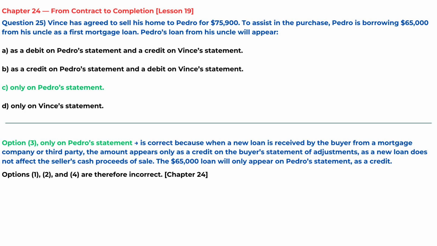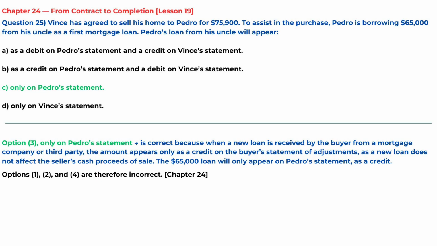Question 25. Vince has agreed to sell his home to Pedro for $75,900. To assist in the purchase, Pedro is borrowing $65,000 from his uncle as a first mortgage loan. Pedro's loan from his uncle will appear. Option 3, only on Pedro's statement, is correct because when a new loan is received by the buyer from a mortgage company or third party, the amount appears only as a credit on the buyer's statement of adjustments, as a new loan does not affect the seller's cash proceeds of sale. The $65,000 loan will only appear on Pedro's statement as a credit. Options 1, 2, and 4 are therefore incorrect.